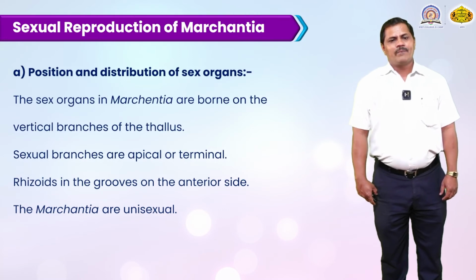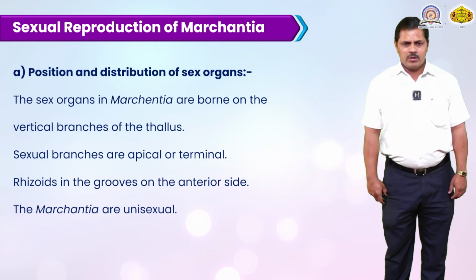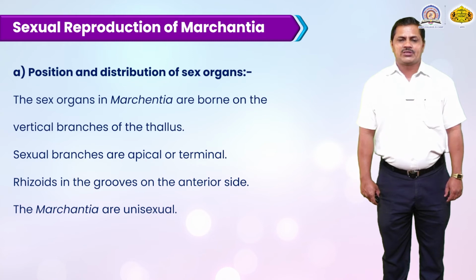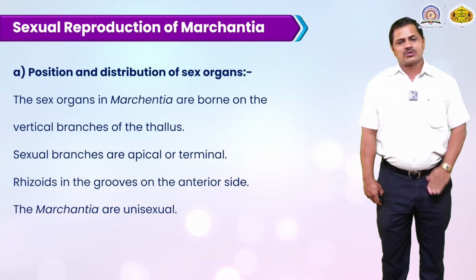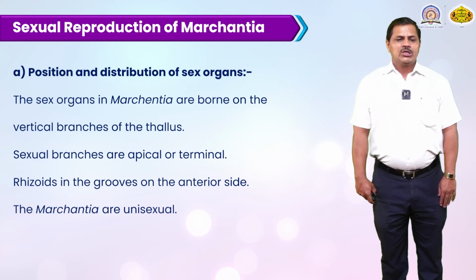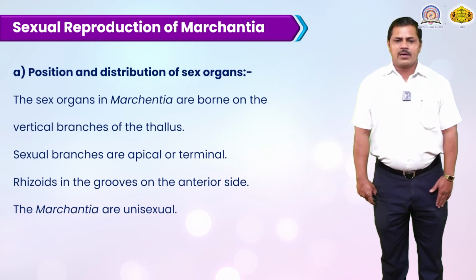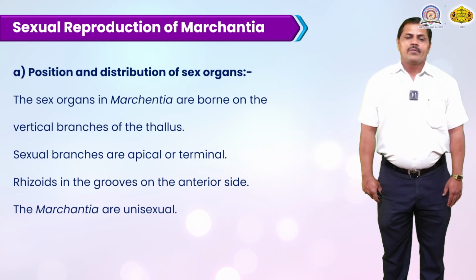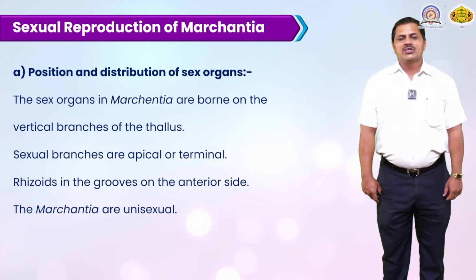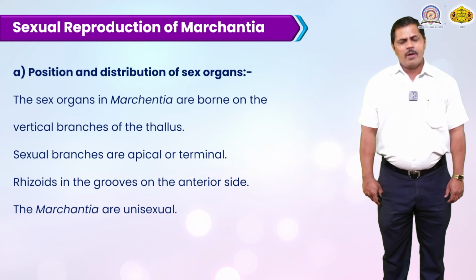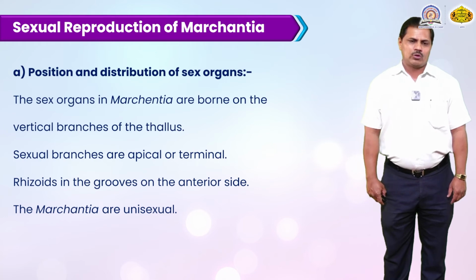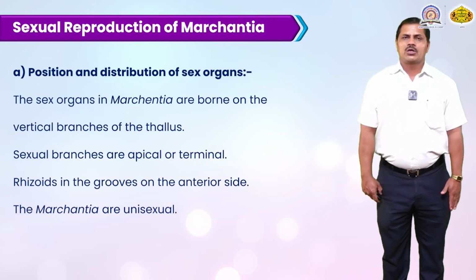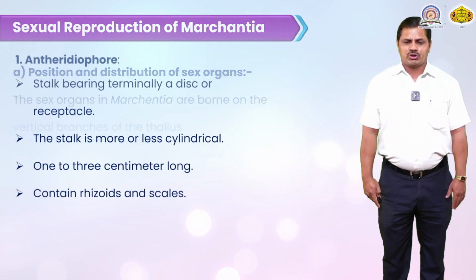Sexual reproduction of Marchantia. First is the position and distribution of the sex organs. The sex organs in Marchantia are borne on vertical branches of the thallus, mostly on the dorsal surface. The sexual branches are apical or terminal in position. Marchantia species are mostly unisexual, meaning only one kind of sex organ develops on the thallus. The plant bearing the male sex organ is called the male thallus, and the plant bearing the archegonia is called the female thallus.